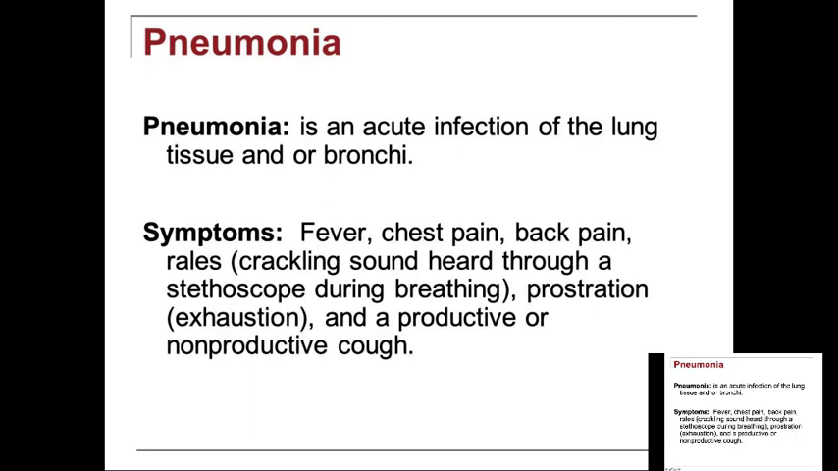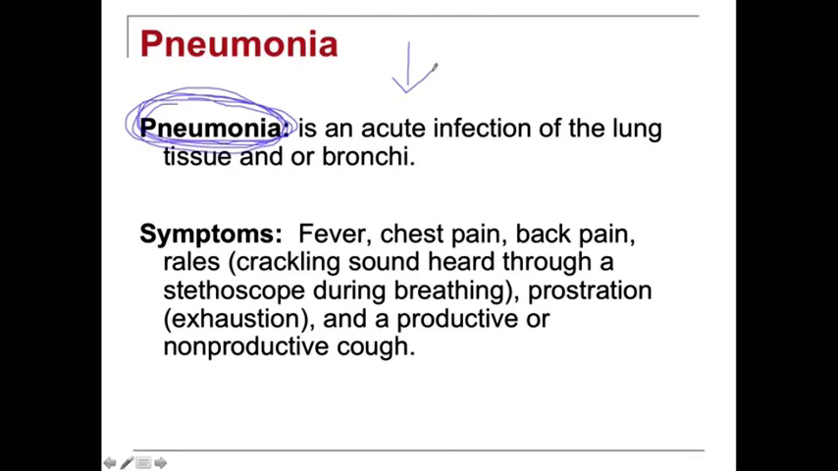Pneumonia is an acute infection of the lung, tissue, or bronchi. Typically, pneumonia is found with people with suppressed or weakened immune systems. So we often hear that when people are ill and they're in the hospital, the last stage is pneumonia. It's not that pneumonia is what killed the individual. It's typically the weakened immune system made them vulnerable to any type of infection, pneumonia being pretty common. The symptoms are fever and chest pain and back pain.